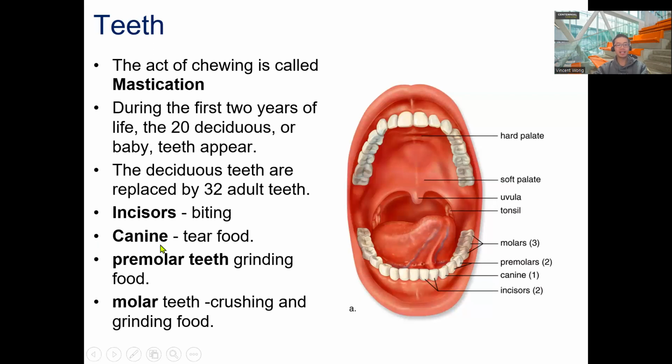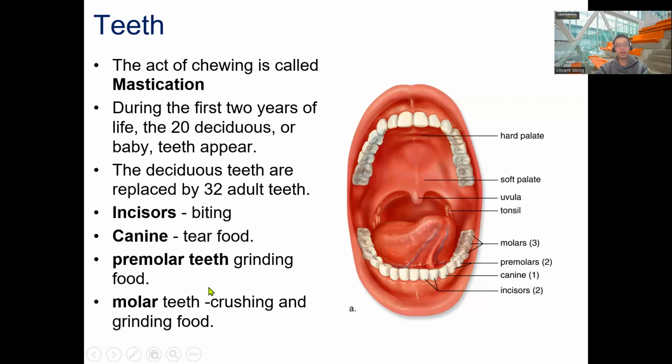The canine is the pointy one. Like dogs, they have very sharp canines. Ours are not as sharp, but nevertheless still quite pointy, and that's for tearing food. If you have something particularly chewy, like a piece of jerky, you really have to pull that off. You will be using your canine.